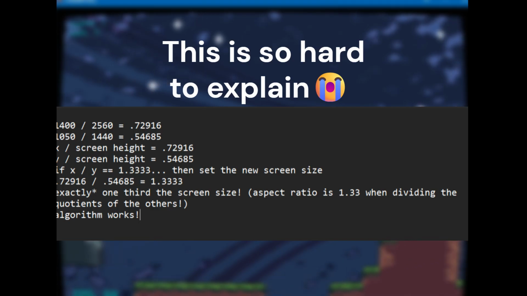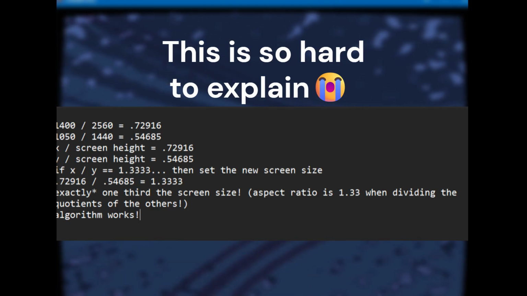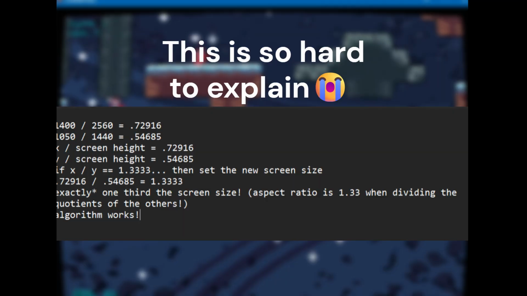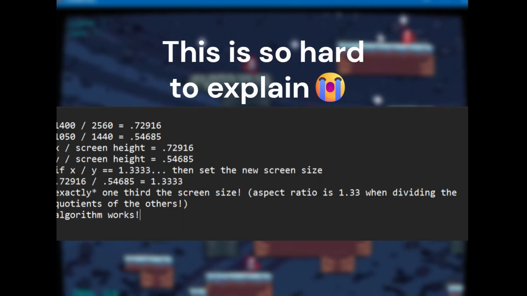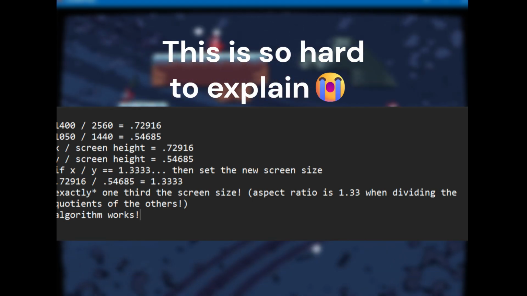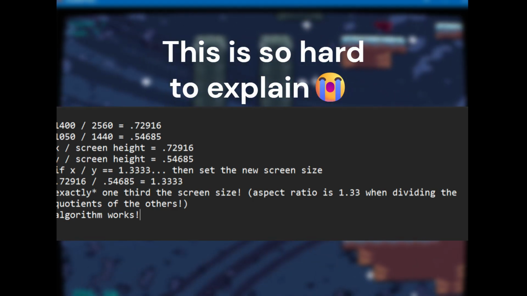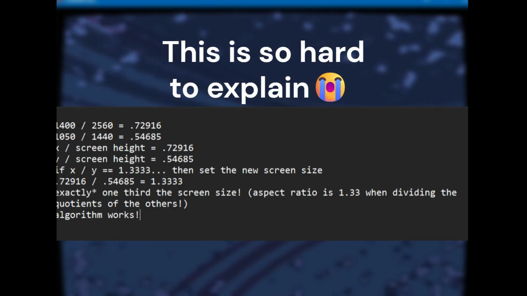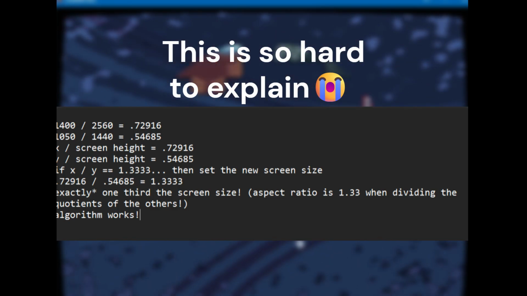So basically, I found out that 1400 by 1050 worked on my monitor for creating the black bars. When I took 1400 and divided by my screen's width, and then took 1050 and divided by the height, I got these two decimals. So I figured out that the x and the y for the game's window size divided by the screen's width and height should always get the same decimals.